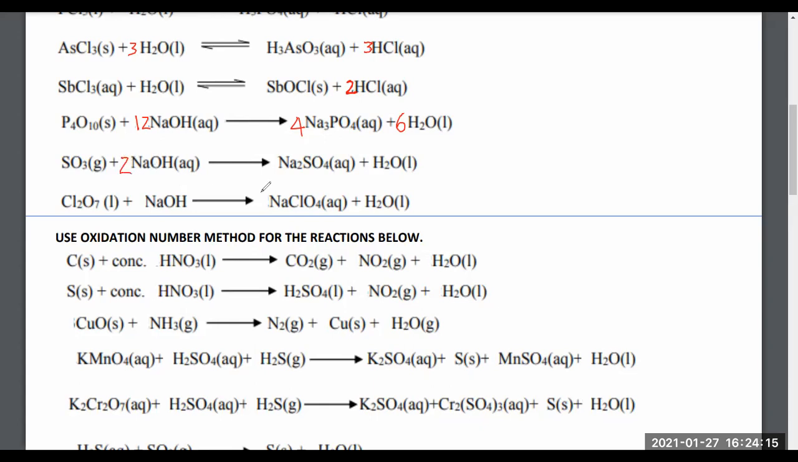If I put a 2, I think it's already balanced. Yeah, 2 nitrogen, 2 hydrogen, and oxygen. We have 5 on the left side. 4 plus 1, 5 on the right side.